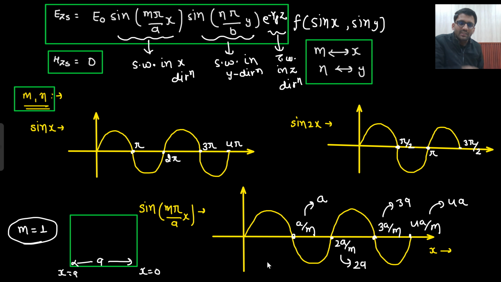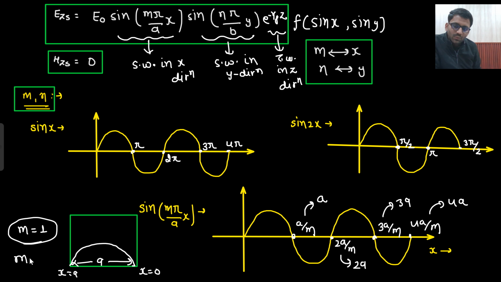Now in this width, how many half cycles will come? I am talking about half cycles, not full cycles. This is one half cycle, this is another half cycle, another, and another. So how many half cycles will come in this 0 to a, if m value is 1? If m value is 1, then only one half cycle would come.